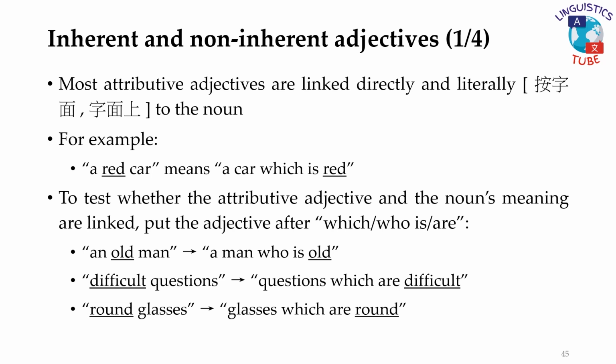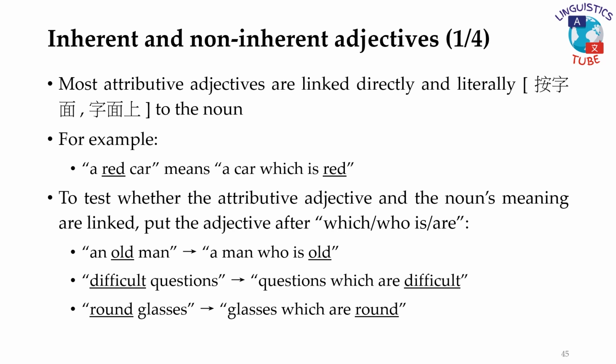For example, a red car means a car which is red. The phrase I just said, a car which is red, is actually the test of whether the attributive adjective and the noun's meaning are linked. In other words, put the adjective after which or who and is or are to determine whether the direct connection exists. If both phrases make sense, then the adjective and the noun's meanings are directly linked.